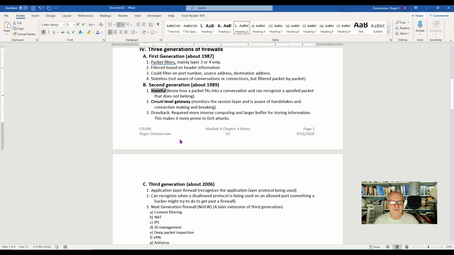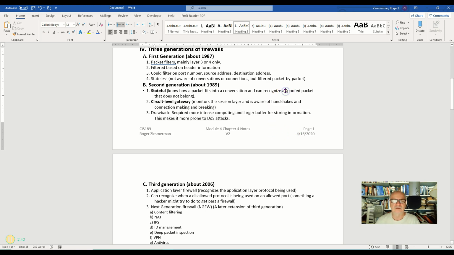The other thing to make note about that is another term called circuit level gateway, and because we're now including the session layer, sometimes these are called circuit level gateways or circuit level firewalls. And now I have listed here one big drawback, and that is these things are now CPU intensive.